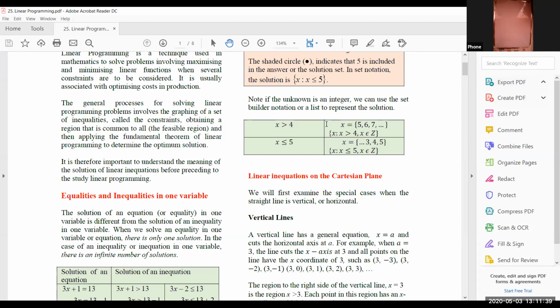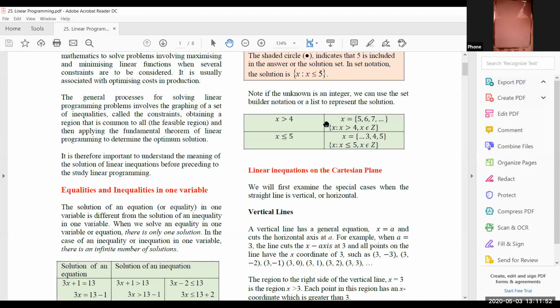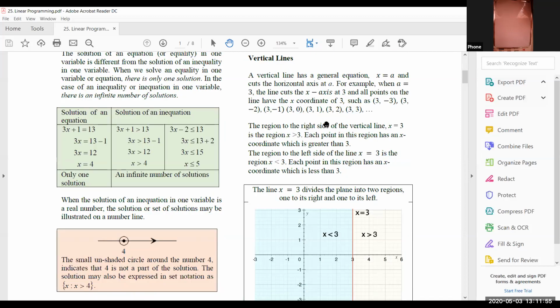So the general process for solving linear programming problems involves graphing a set of inequalities called constraints, obtaining a region that is common to all, which is referred to as the feasible region, and then applying the fundamental theorem of linear programming to determine the optimum solution. So this is just giving you an idea of inequalities more or less.